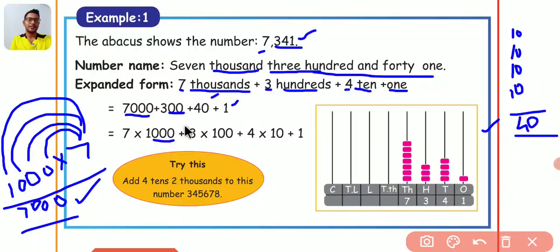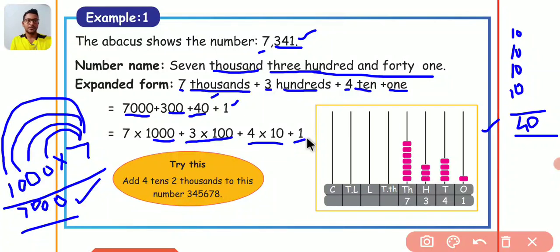Next one, 300 means in the same way, 3 × 100, that is 300. 3 × 100, that is 300. Okay. 40 means 4 × 10. 4 tens are what? Multiplication table. 4 tens are 40. Okay. There is only one. That's all.